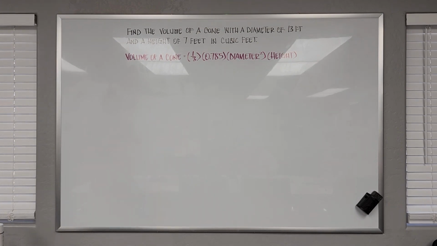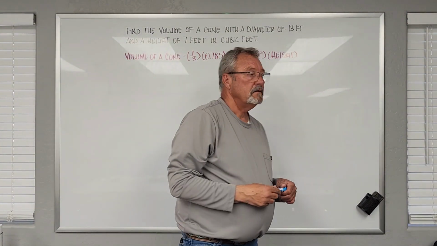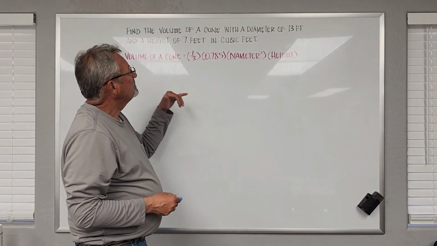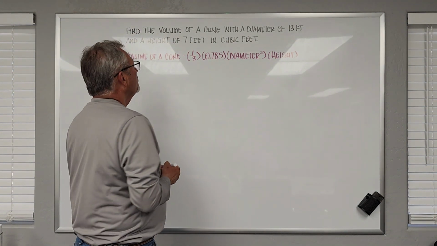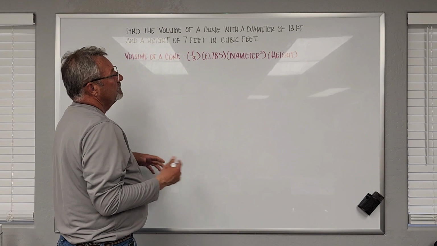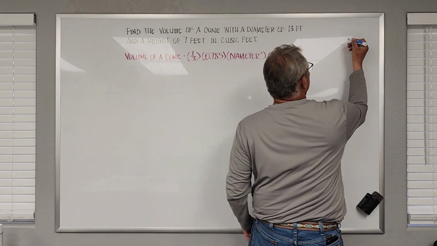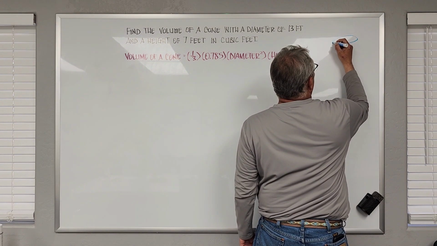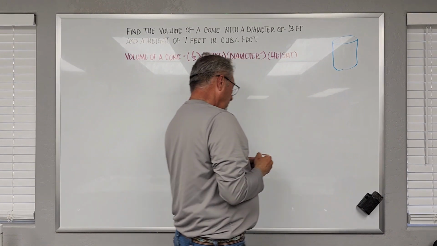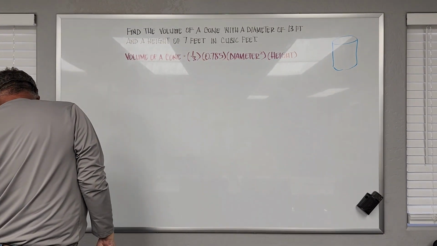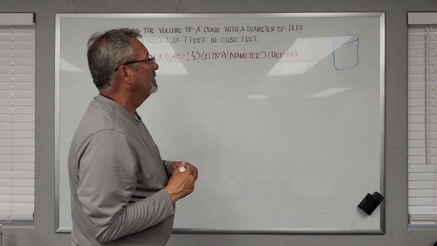Okay, this question is find the volume of a cone with a diameter of 13 feet and a height of 7 feet, and you want it in cubic feet. Okay, so they're asking for it in cubic feet. So now we know we're dealing with a three-dimensional object, and just like a cylinder, a cone is also cylindrical. It's just a little bit different.